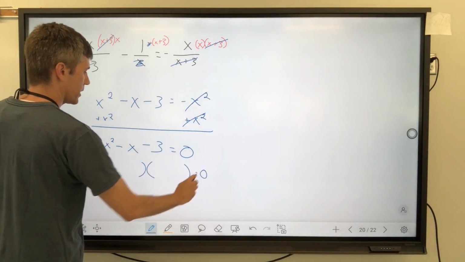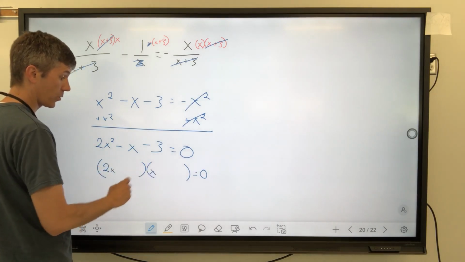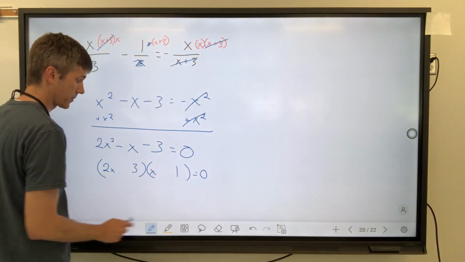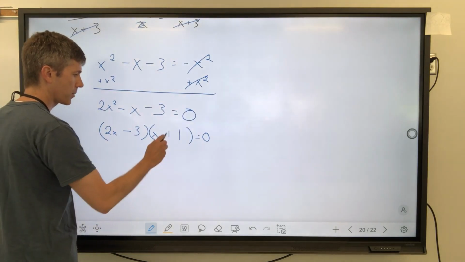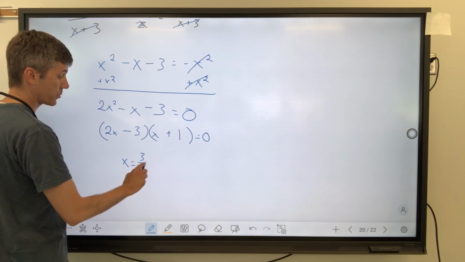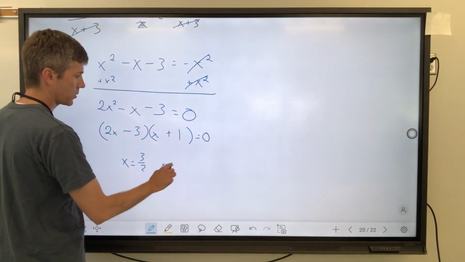Nah, we're good. My only options for 2x squared are 2x and x. My only options for 3 are 3 and 1. Put the 3 here, that gives me a 6. That's going to get a little out of hand. So we'll do that. I need a negative, so negative 3 plus 2 is going to work. So therefore, we're going to have x equals positive 3 halves, the opposite of this one, or that one. And then also x equals negative 1.